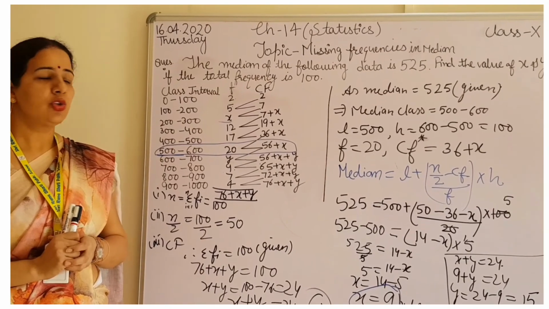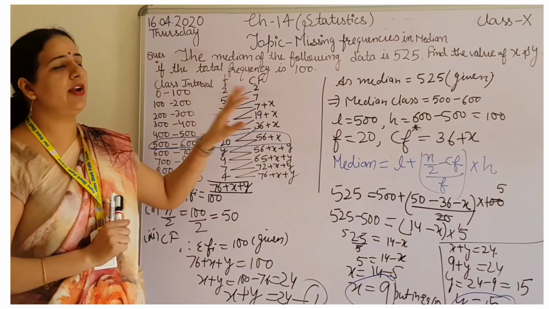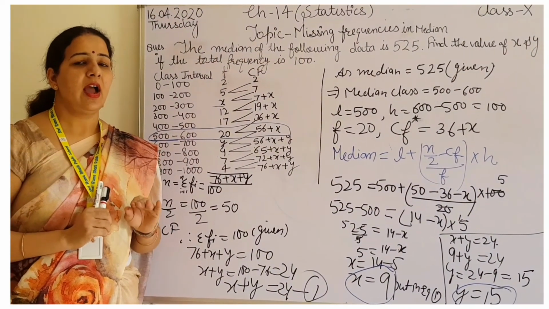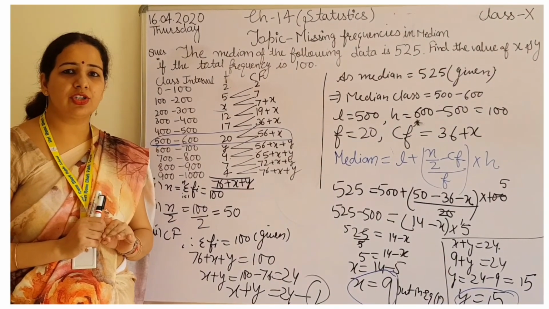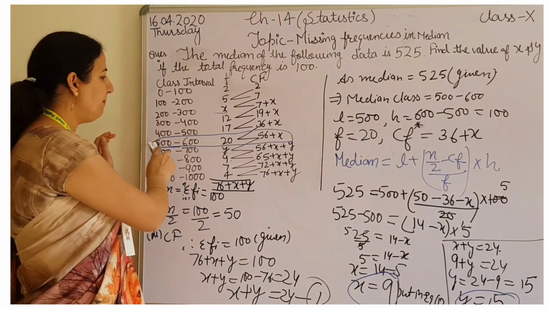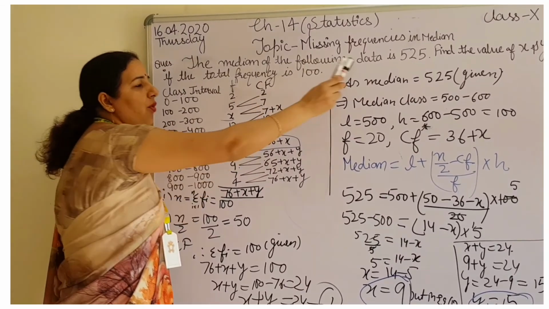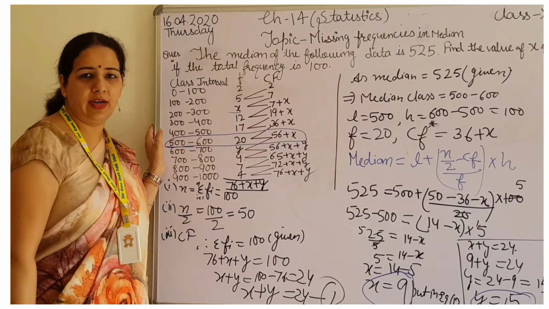Clear class? So whenever you have to calculate the missing value, how will you solve the question? By finding the median class from the given value only.